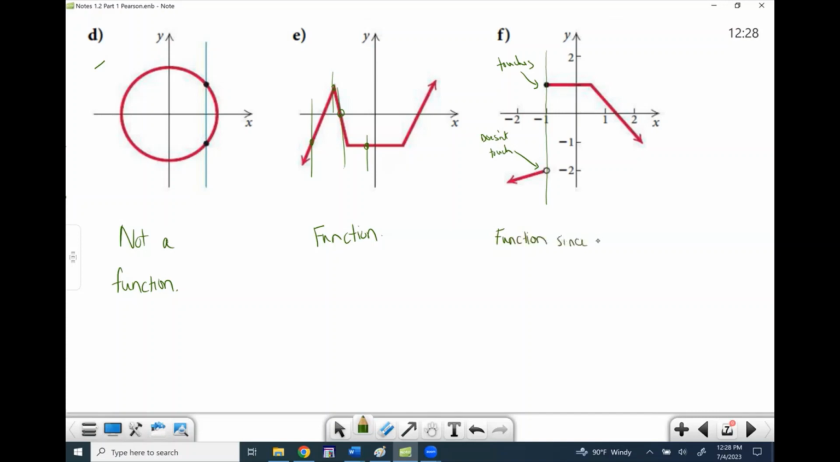Since one of the circles is open, it is a function. If it had been closed, if we closed this up, then that would be a no because we would technically be touching twice. Sorry, my writing's really bad. Hopefully you can read that.